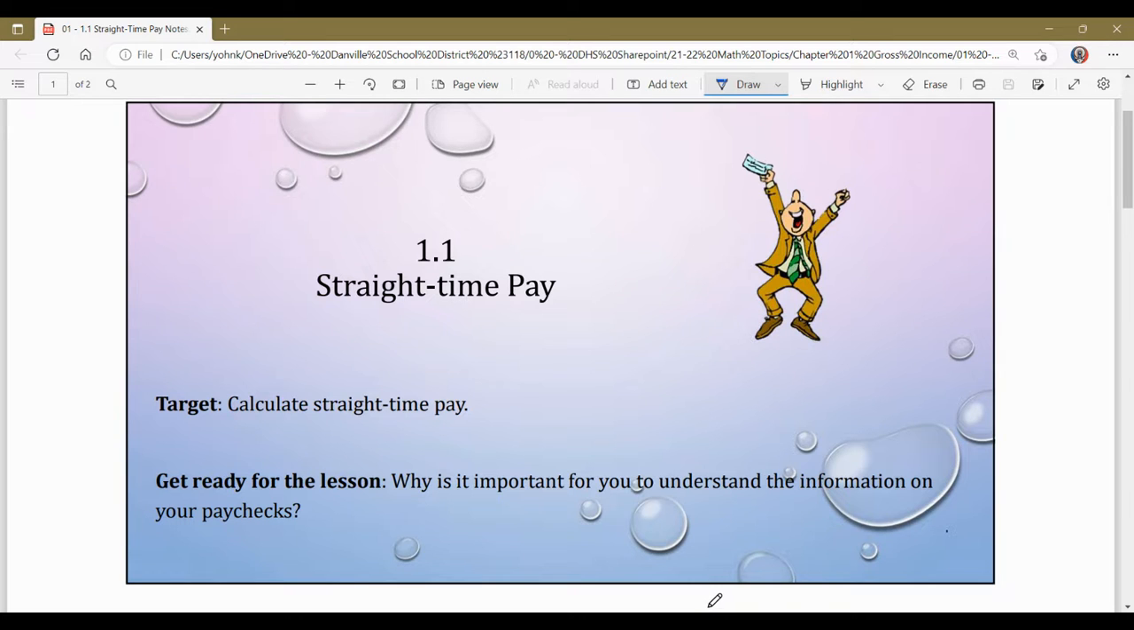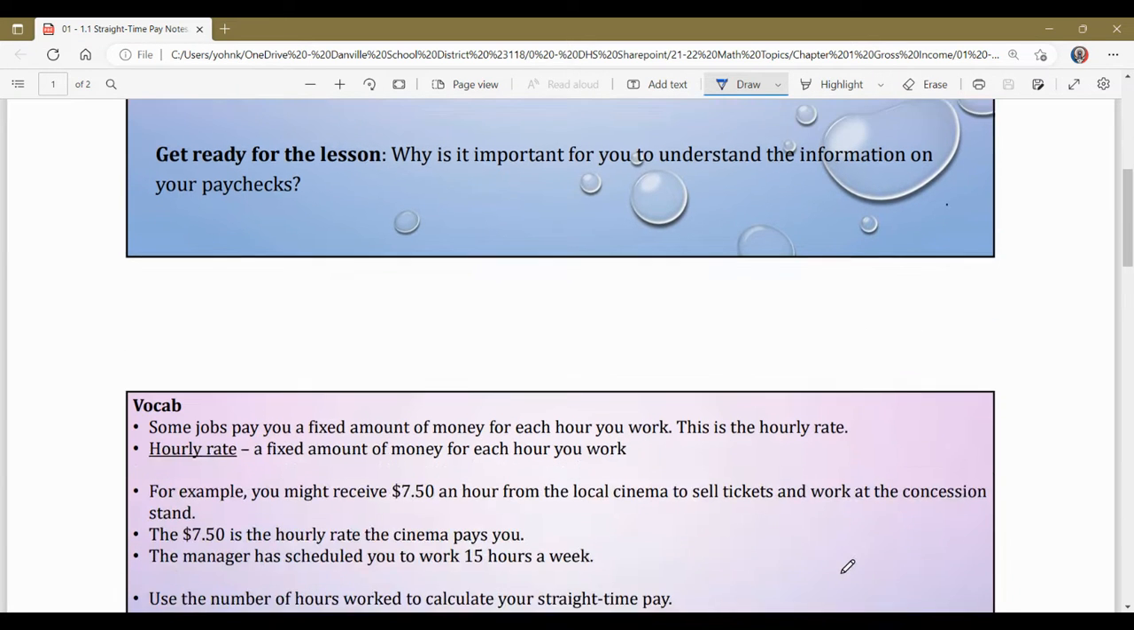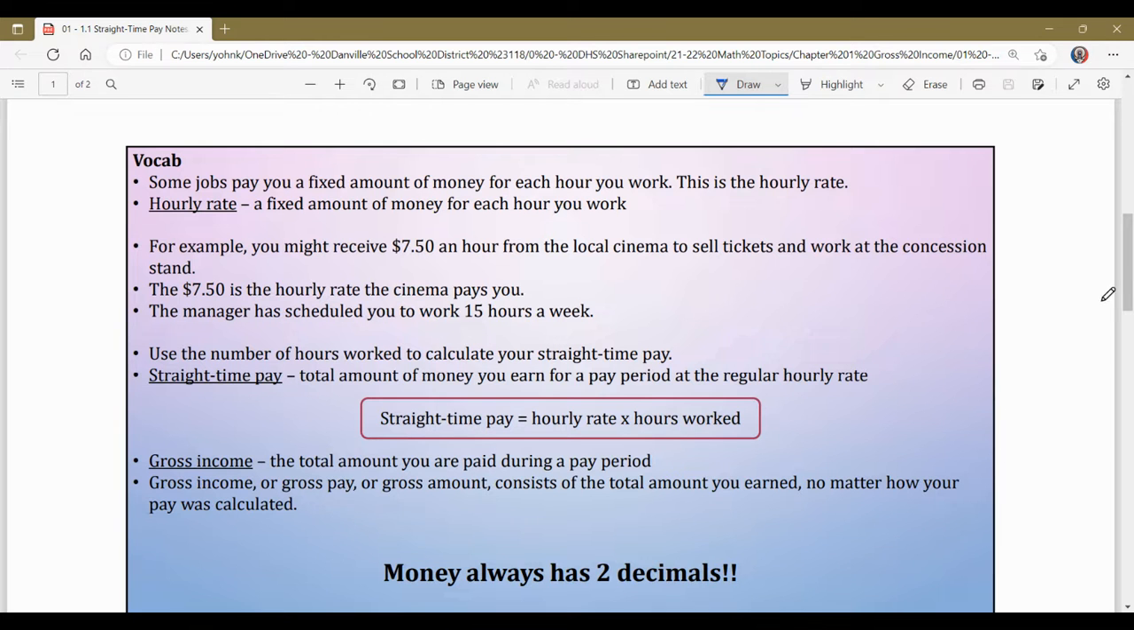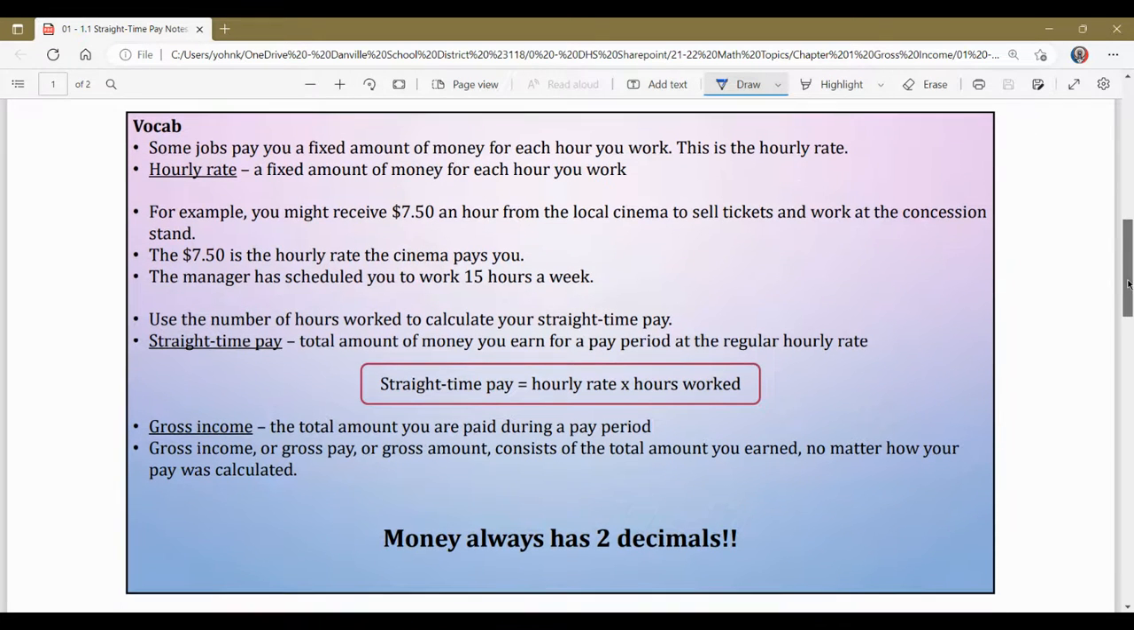Why is it important for you to understand the information on your paychecks? Well, you're going to want to know if you're getting paid the proper amount of money. Therefore, it's always important to look at your paycheck and make sure you understand where the money's coming from and to see if it's the proper amount.